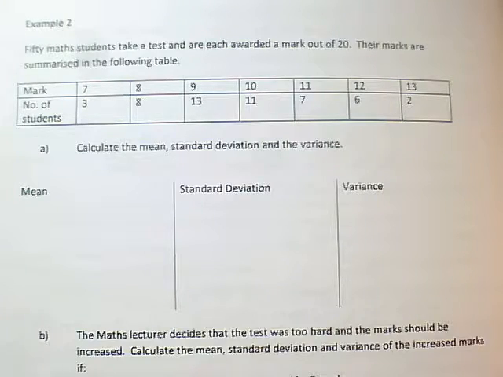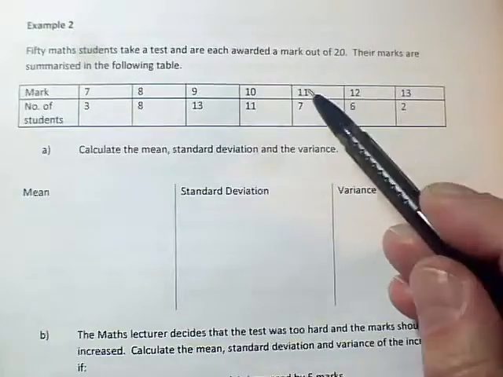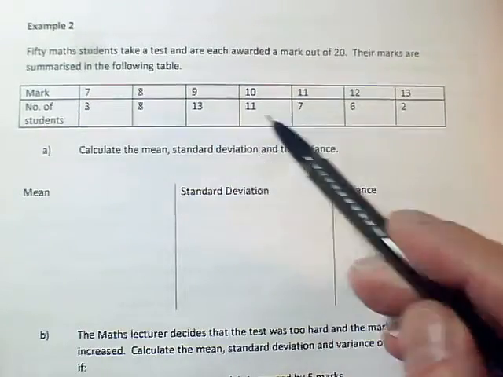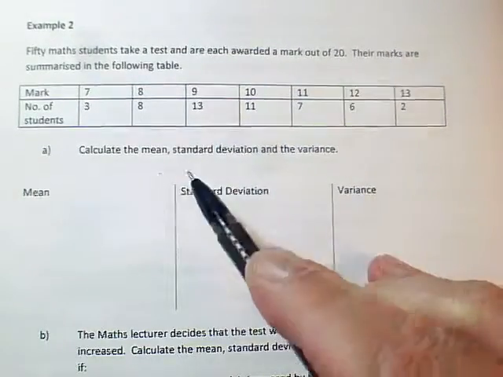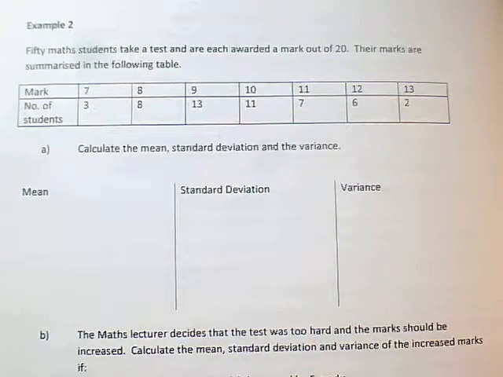Okay, so we've got some questions about the effects of scaling. To start with, in this question, we've just got a table of frequency data. So we've got to get the normal stuff: mean, standard deviation, and variance. So this is just a calculator job.